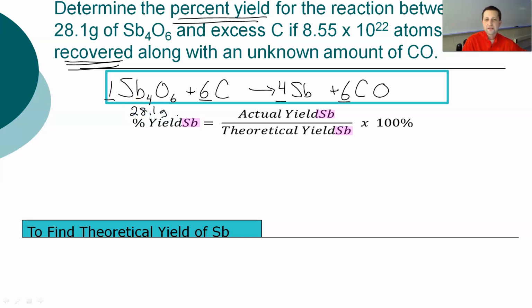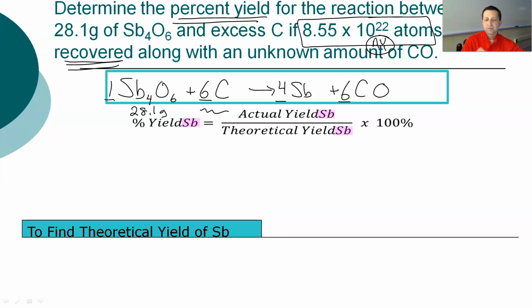So remember how I told you to set these up. You want to have your data written underneath your chemical equation. Excess carbon, so I'm not going to write anything there really. And I have 8.55 times 10 to the 22nd atoms of antimony is recovered. So what I tend to do here is when I know what's actually recovered, I know what my actual yield is, I put a box around that, I label that actual yield.